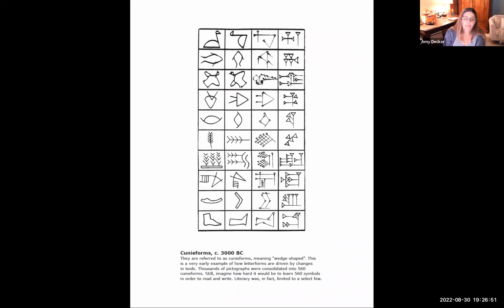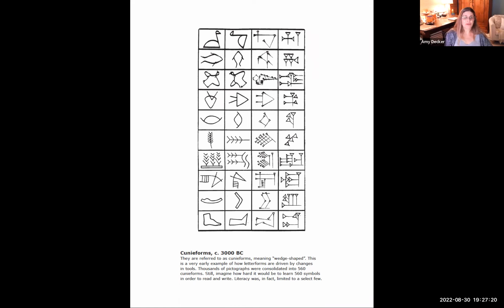Cuneiforms, 300 BC. They're referred to as cuneiforms, meaning wedge-shaped. It's a very early example of how letter forms are driven by changes in tools. Thousands of pictograms were consolidated into 560 cuneiforms. Still, imagine how hard it would be to learn 560 symbols in order to read and write. Literacy was in fact limited to a select few.